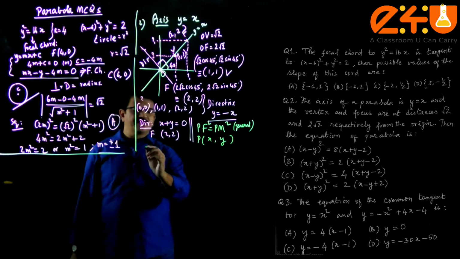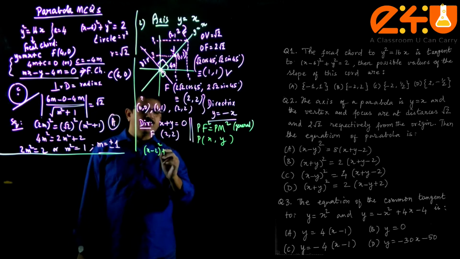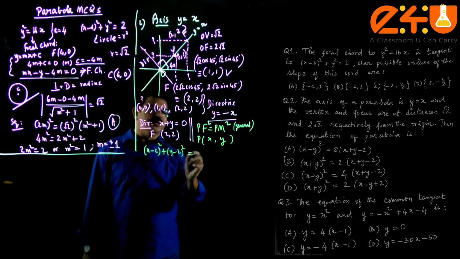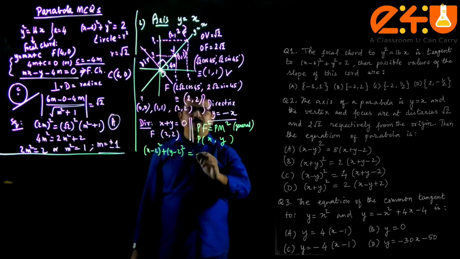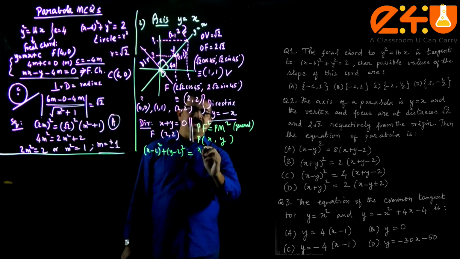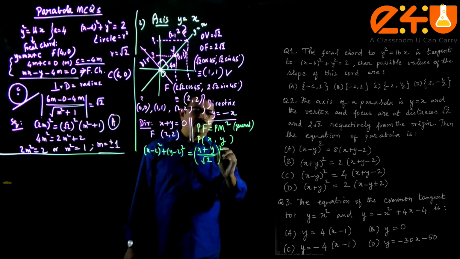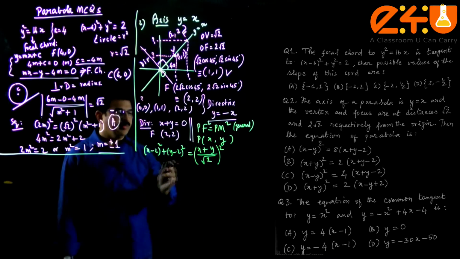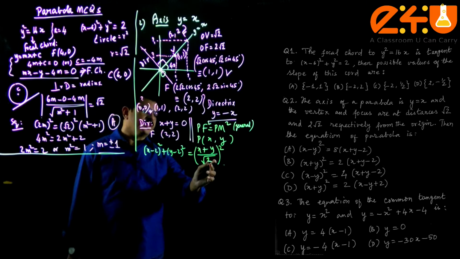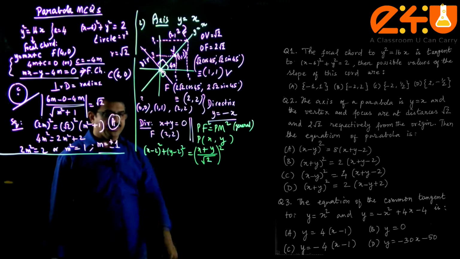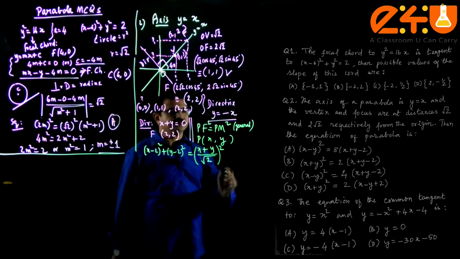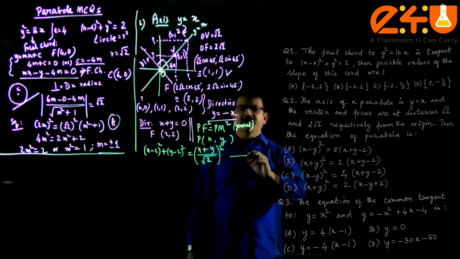So what is PF squared? Very simple, x minus 2 the whole squared plus y minus 2 the whole squared, sum it. And what about PM, the distance formula? So it is x plus y divided by square root of 1 square plus 1 square. PM to be squared also. Well, so I am bringing this root 2 squared, that is 2, multiplied with LHS on the other side. Okay.